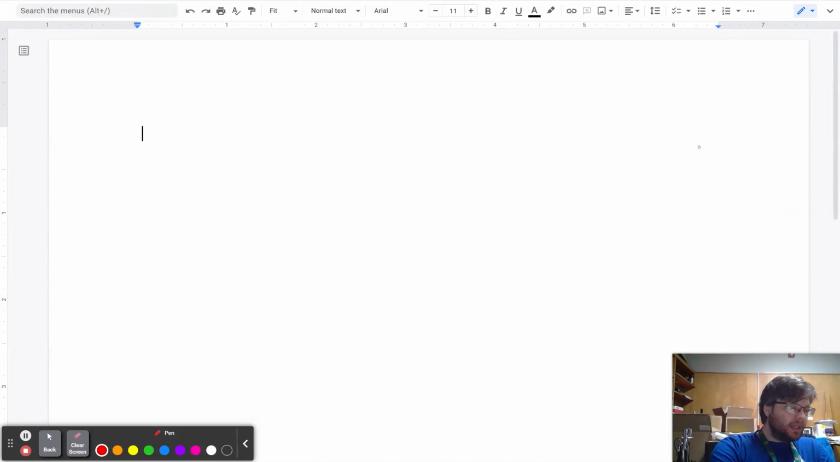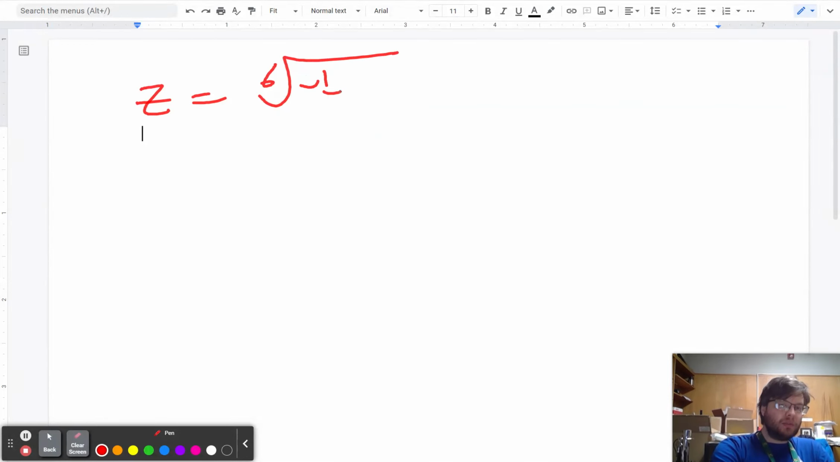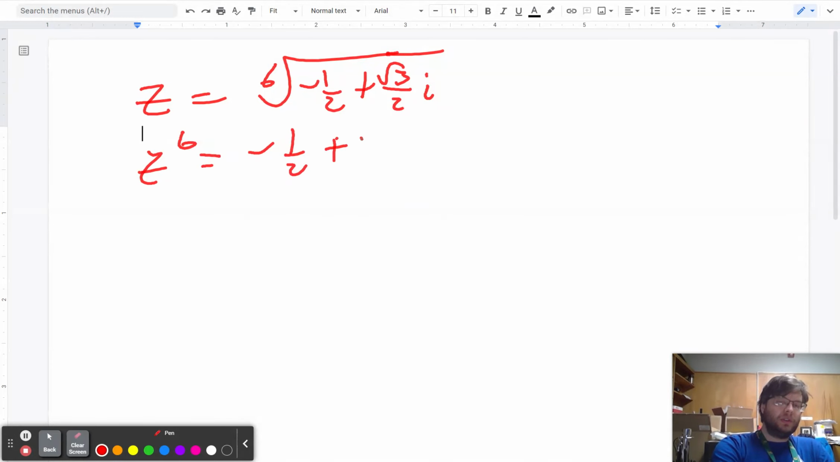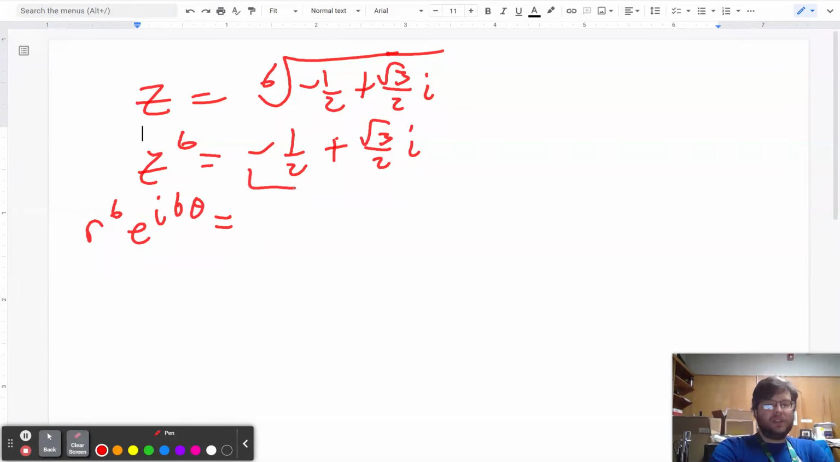Let's look at the sixth root of negative 1/2 plus root 3 over 2 i. Okay, so that means that z to the sixth equals this wonderful thing right here. When I look at that, I know that r to the sixth e to the i 6 theta. Well, what's this r here?